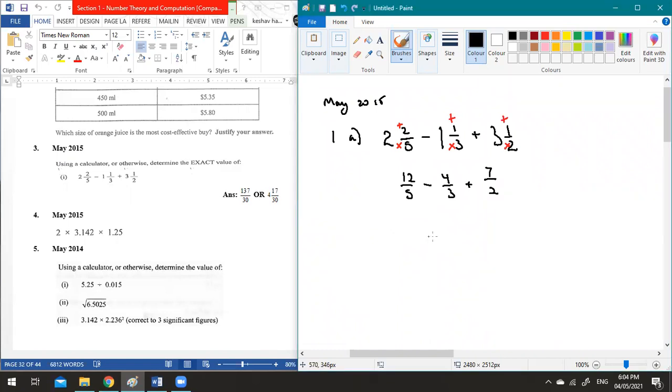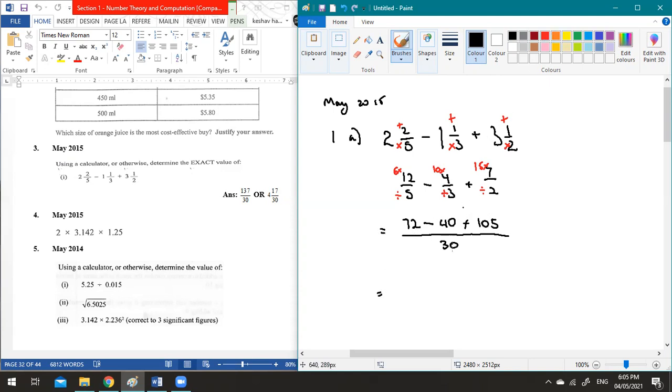The LCM of 3, 5 and 2 is 30. Right? So 30 divided by 5 is 6, 6 by 12 is 72. 30 divided by 3 is 10, 10 by 4 is 40. 30 divided by 2 is 15. 15 by 7, 5 by 7 is 35, 1 by 7 is 7, and 3, 105.